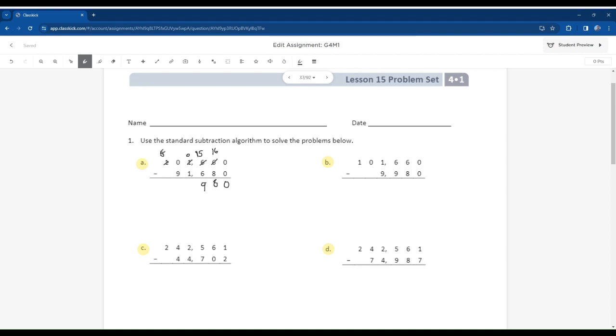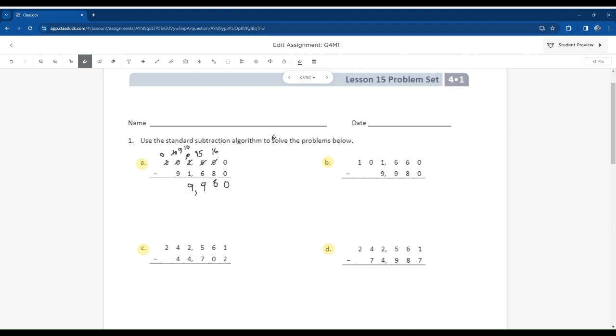I'm going to regroup 100,000 for 10 10,000s. And it still didn't solve my issue of needing thousands, but at least now I have some 10,000s to regroup from. So this 10 is going to become a 9 because I need some thousands to play with. So 10 thousands minus 1,000 is 9. And 9 minus 9 is 0, and 0 minus 0 is 0 to make 9,980.